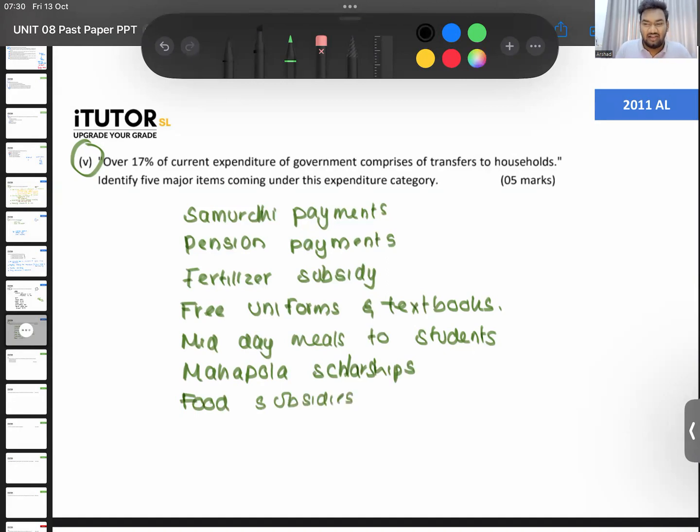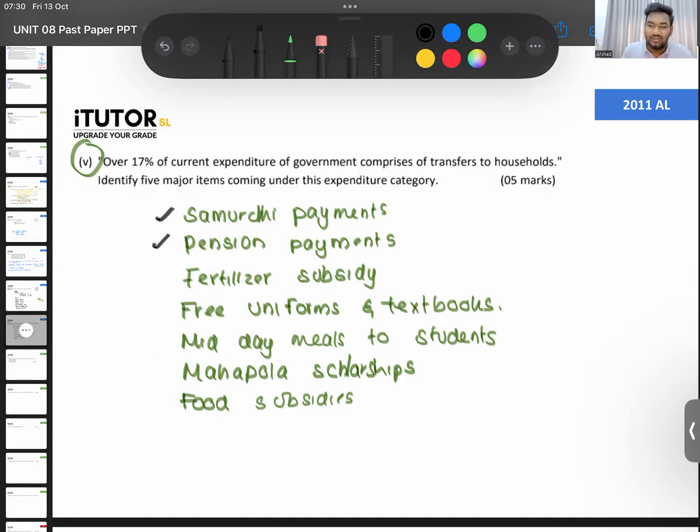No, free healthcare, not really a transfer. You can put that under goods and services. The education and all of that, that might go under goods and services, not transfers. Okay, so these 2 are a must, Lamai. Samurdhi and pensions should definitely be there.